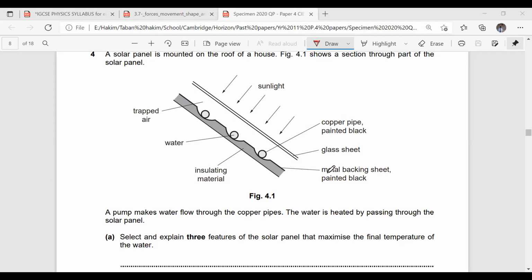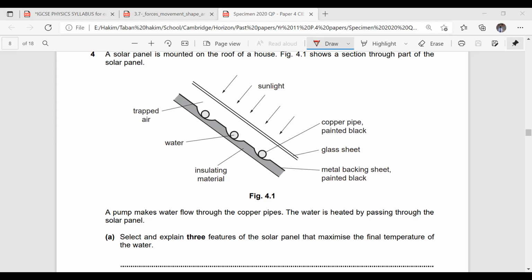Okay, yes, we can discuss that. So in the solar panel, we have trapped air, we have the sunlight coming, we have the glass sheet, we have the copper pipe painted black, and then the metal backing sheet painted black as well. And then we have the insulating material, and of course the water in the pipes. So any 3 features that maximize the warming of the water, that is what they want us to discuss. So what do you think would lead to the water getting hot?